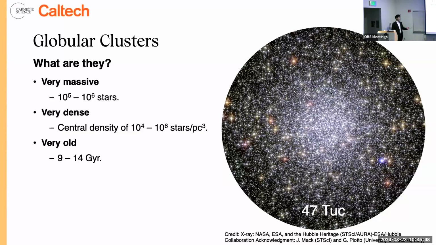Globular clusters are also very old, 9 to 14 gigayears. That just tells us that we're working with very evolved populations of stars that would have undergone a lot of interesting dynamical encounters and formed interesting objects. In the picture there is 47 Tuc, one of the most massive and dense globular clusters out of the roughly 150 globular clusters that we've observed in the Milky Way. And it's home to a variety of interesting objects.